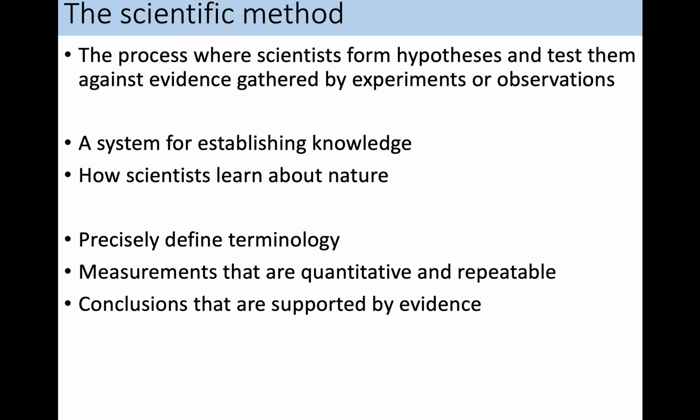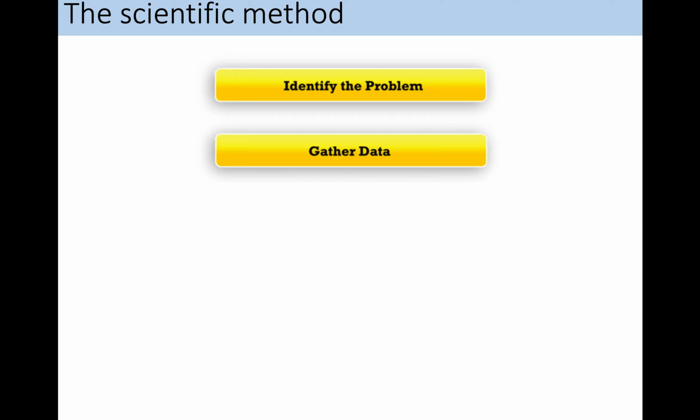So the first step is to identify the problem. So what problem are you working on? What question do you have? What are you trying to solve? And then you gather data. So gathering data could be a rock from the moon. It could be observing the position of a certain star night after night for a year. Gathering data that will help you understand the problem.